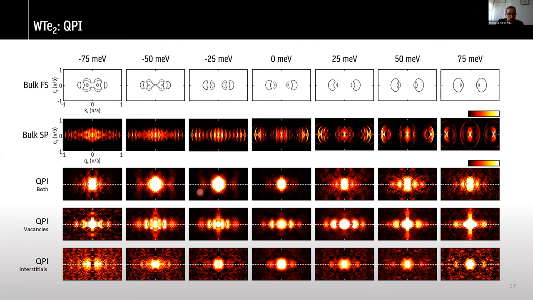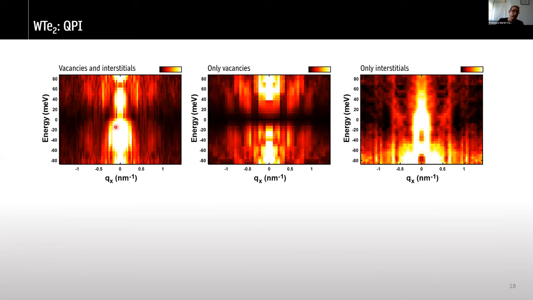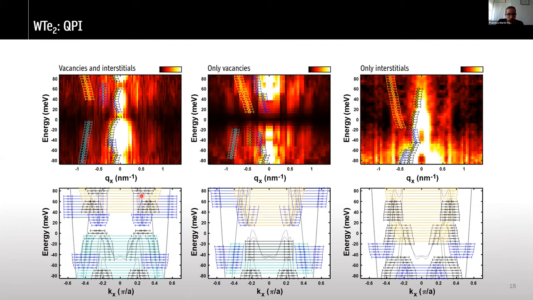And if we do that for all the energies of the study, this is what we get. Here we can now mark the main scattering vectors we see for each case and plot them over the calculated bulk band structure, and this is what we get. And again, we see that different types of defects can resolve better some bands than other ones.